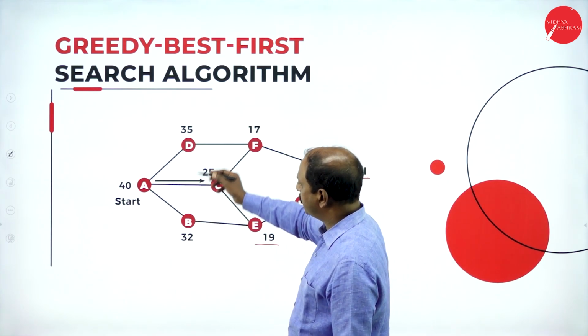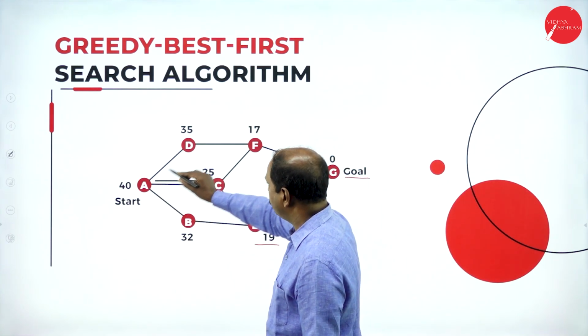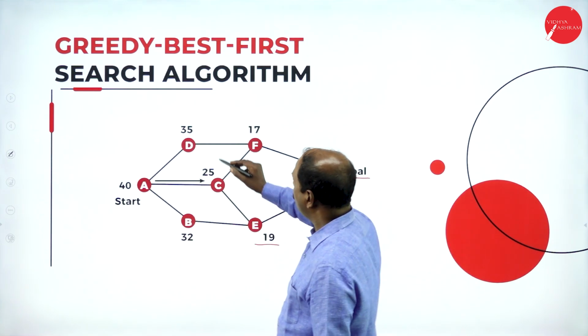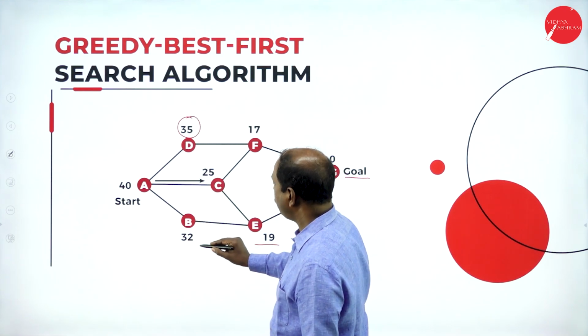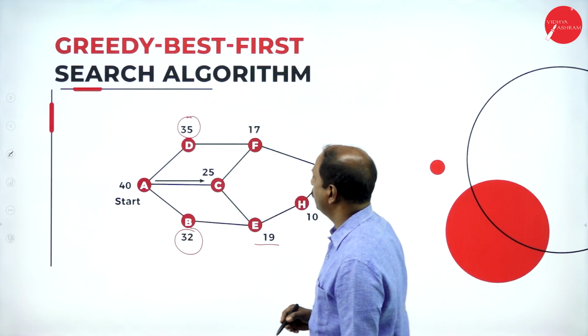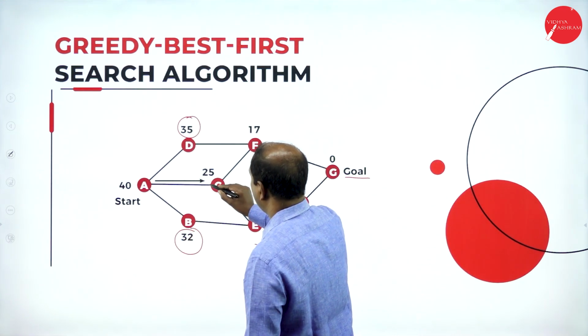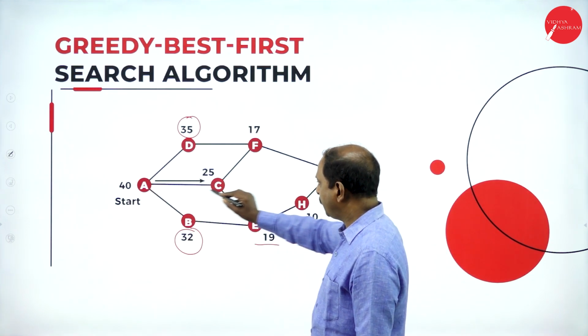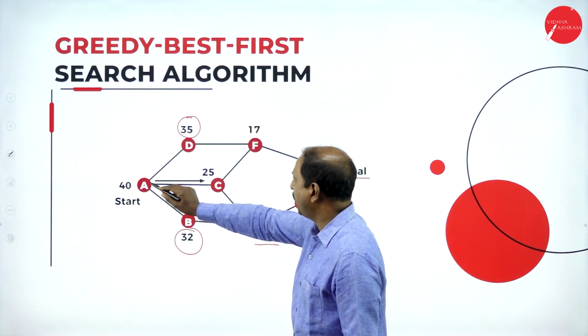Or any of the two possible paths. One is A to D, or the next one is A to B. But here the value of D is 35 and B is 32. And again, C is 25. So there are three possible paths. It can take A to C, A to B, and A to D.